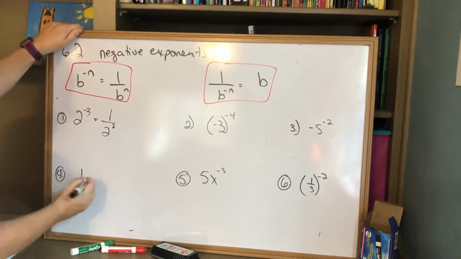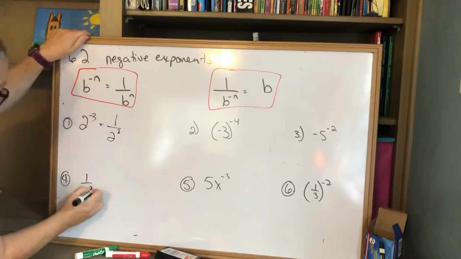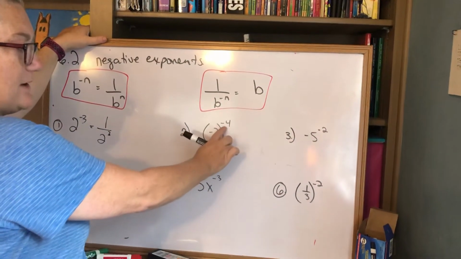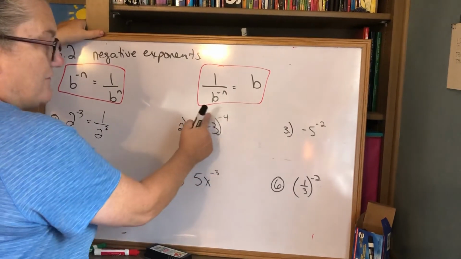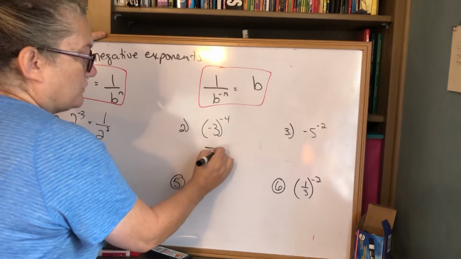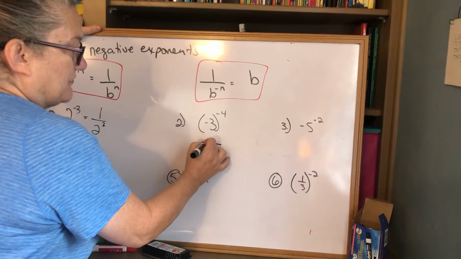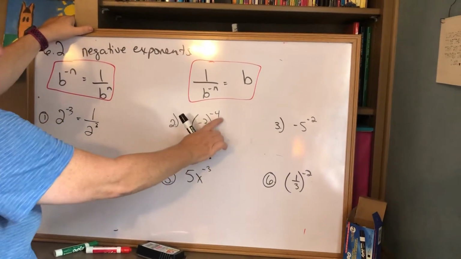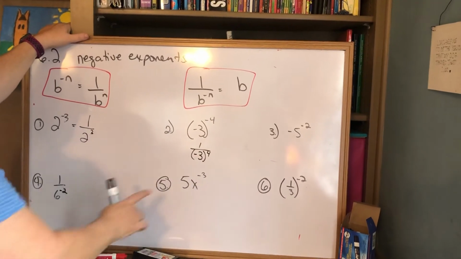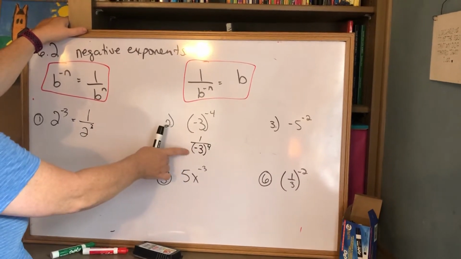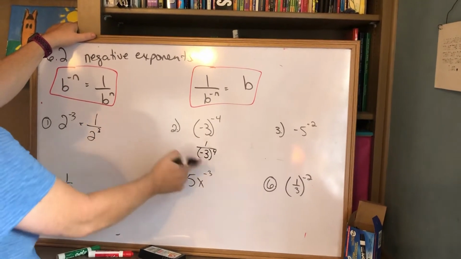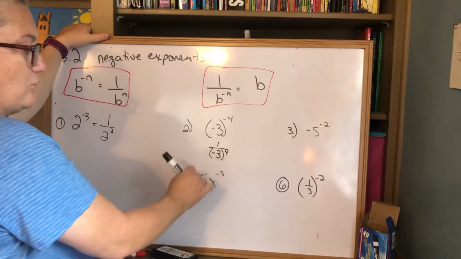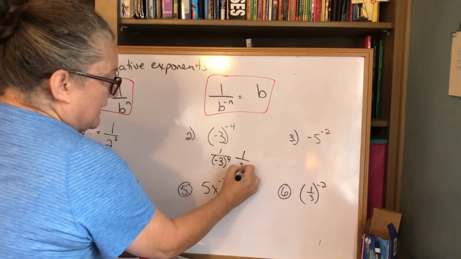So here, for instance, I'm out of order. Let me go over here to number 2, sorry. This is telling us we have negative 3 raised to the negative 4. So that means everything in the parentheses needs to be moved to the denominator. That'd be negative 3, to the 4th power, over 1. This negative exponent is what's telling you to move it to the denominator. Then we can rewrite this and simplify it: 1 over negative 3 times negative 3 times negative 3 times negative 3, or negative 3 to the 4th, which would be 1 over 81.